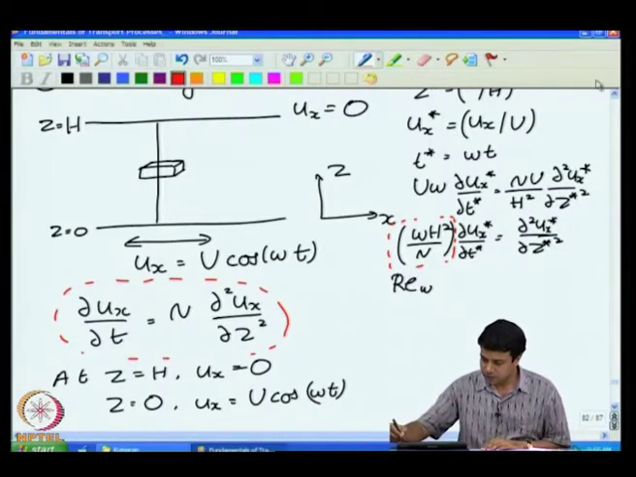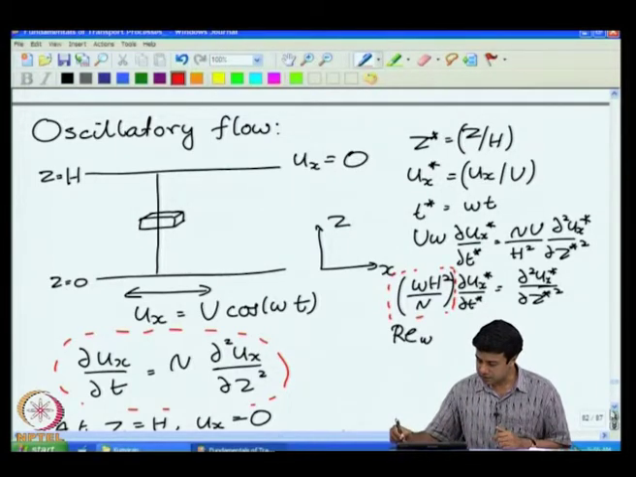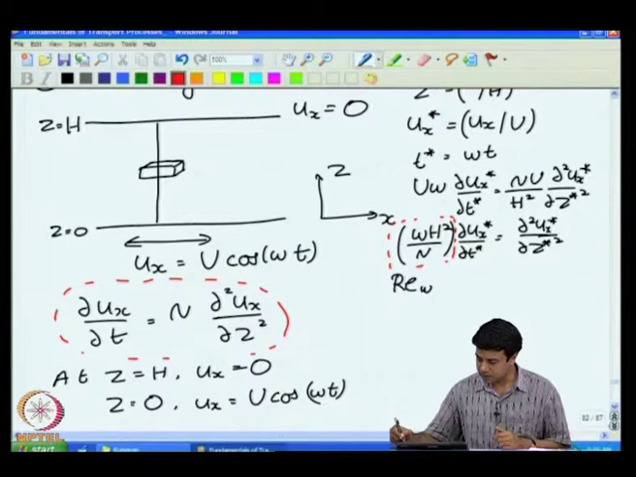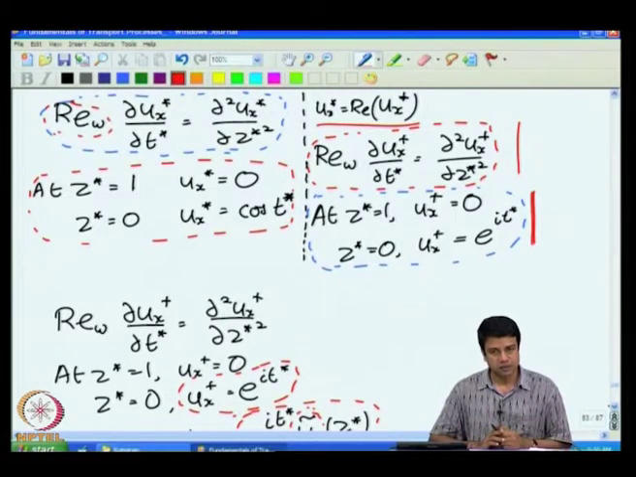We had defined scaled variables: z star is equal to z by h, where h is the natural length scale because it is the width of the channel, and ux star is equal to ux by capital U, where U is the velocity with which the bottom plate is being oscillated. We also have an intrinsic time scale in the problem, so we can define a non-dimensional time as t star is equal to omega times t. When we put all of these into the differential equation, we ended up with a dimensionless number Re omega, which was defined as omega h square by nu, where h is the thickness and nu is the kinematic viscosity.